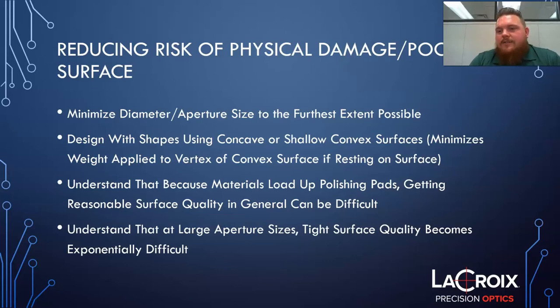For very small parts, parts that may be 30 millimeters in diameter, 20 millimeters in diameter or less, we can sometimes sign up for 40-20 on these parts, but very seldom, just due to the nature of how they load up polishing pads, how difficult it is to achieve that good surface while simultaneously getting the form tolerance and center thickness tolerance where you want. It's very, very difficult for us to quote 20-10 or 10-5 on optics using these types of materials.